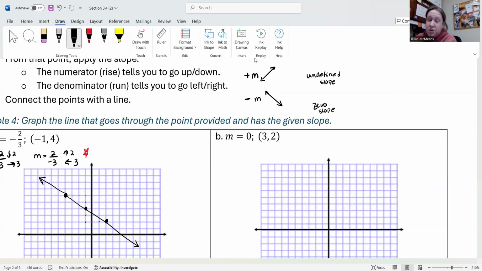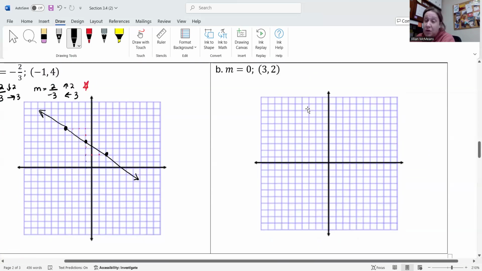Those were the two special lines we had. So when you had an undefined slope, it ended up being vertical. When you had zero slope, it ended up being horizontal. Okay, so you have to remember m = 0 tells us that the line is horizontal. So here, without really having to do any work, we just know that we're going to go through the point (3, 2), and we have to be a horizontal line from there.